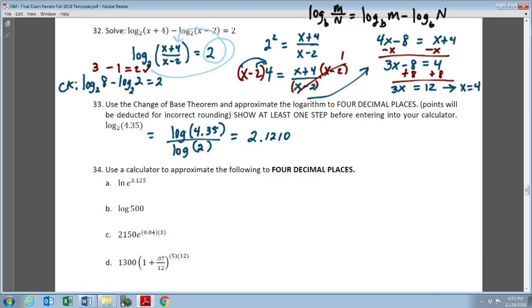Now, remember, a logarithm is an exponent. So as you look at this, this represents the exponent that you put on a base of 2 to get 4.35. So the answer we got, if we take 2 to that power, it should give us 4.35. And you can see that you can double check it. It does work. All right, so in number 34, we're just putting each of these into the calculator.